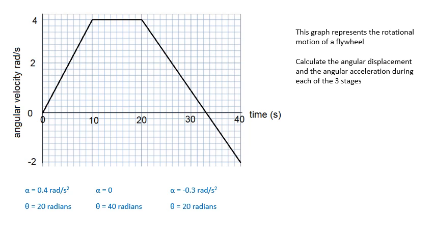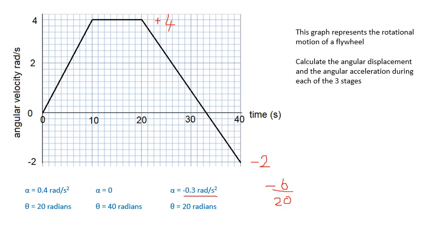I think there's one tricky little thing, which is the angular acceleration on the 3rd part of the graph, delta omega over delta t. Now omega here is plus 4. Omega here is minus 2. So delta omega is going to be minus 2 minus 4, which will be minus 6 over a period of time of 20 seconds. So minus 6 over 20, which is how we get minus 0.3 radians per second squared.